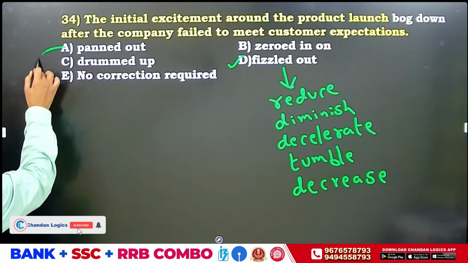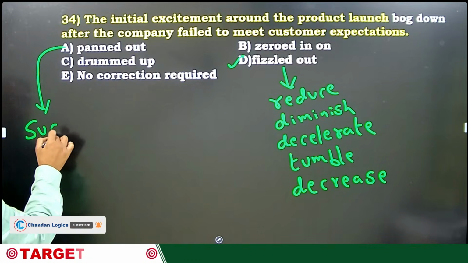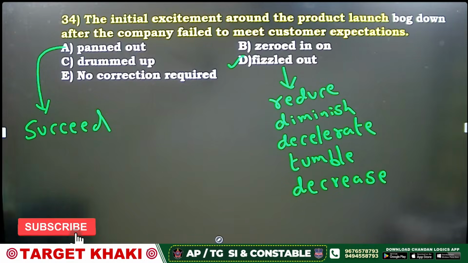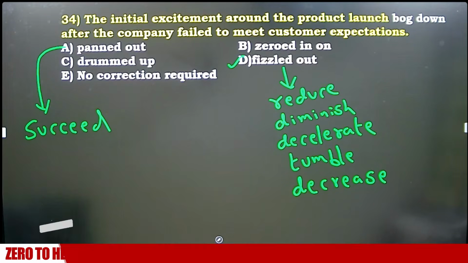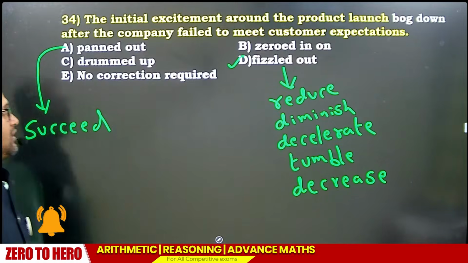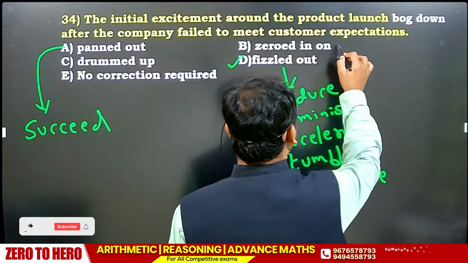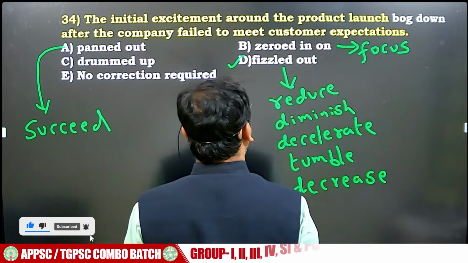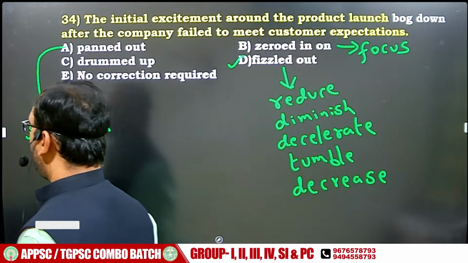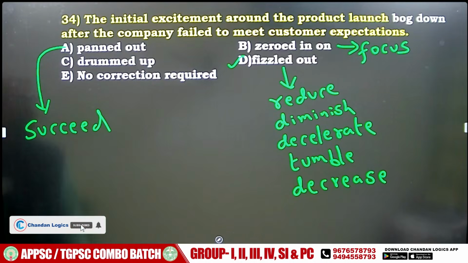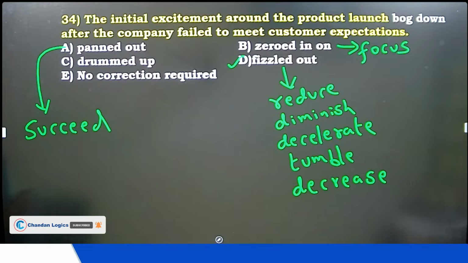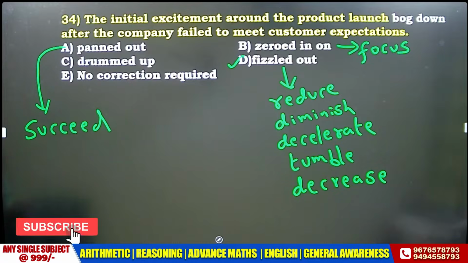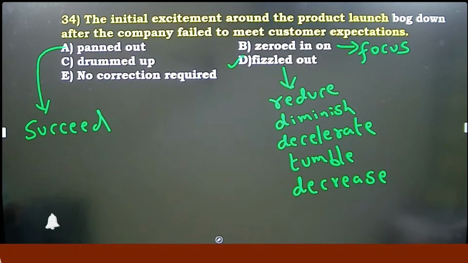What is the meaning of option number 1, pan out? Pan out means succeed in something. You got some success, that's called pan out. And the meaning of the expression zero in on means complete focus. According to the meaning of the sentence, you're trying to say the customer's excitement, the customer's happiness slowly decreased. So fizzle out is the answer.